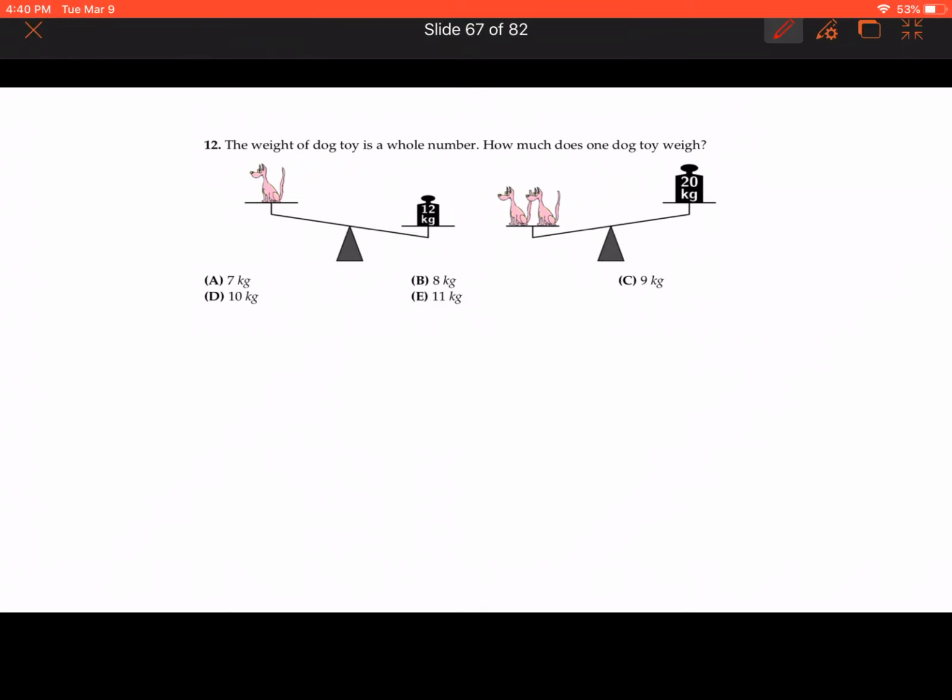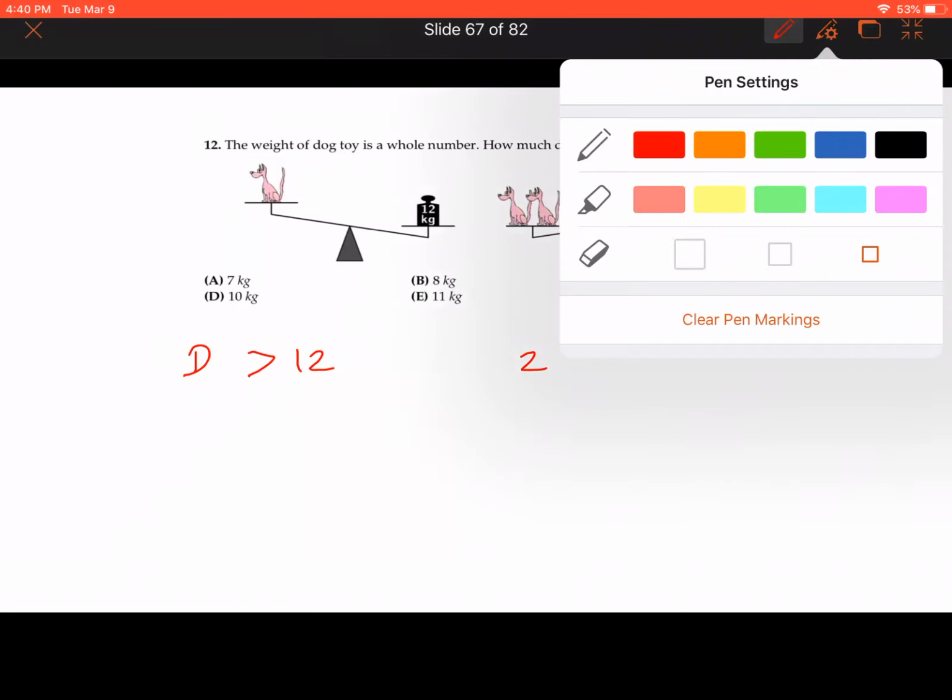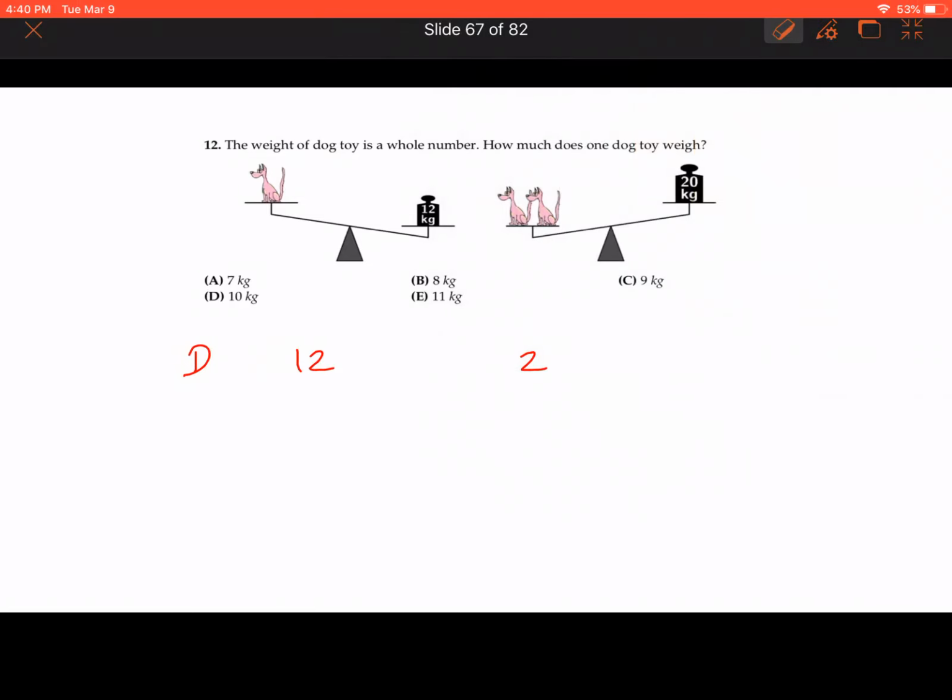The weight of the dog toy is a whole number. How much does one dog toy weigh? So here the balance is not balanced. Okay, one side is heavier and the other side is not heavier, so it's going to be a little bit tricky. Okay, so the weight of one dog is more than 12 kgs. Okay, the weight of one dog is lesser than 12 kg. Weight of two dogs is going to be heavier than 20 kgs.